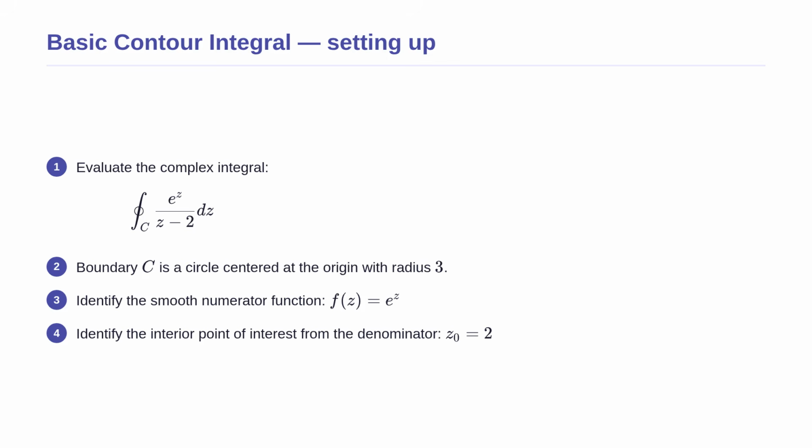Now that we have a clear picture of the formula, let us put it to work with a straightforward problem. We are asked to evaluate the complex integral of the exponential function e to the power of z divided by z minus 2. Our boundary path C is a circle centered at the origin with a radius of 3. Our first step is to identify the pieces of our puzzle to see if they fit the Cauchy integral formula. Comparing our problem to the standard structure, the numerator represents our smooth function. So we set f of z equal to e to the power of z. The denominator is z minus 2, which tells us our point of interest, z0, is exactly 2.